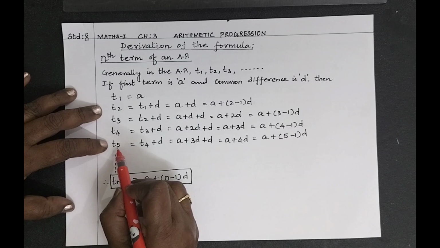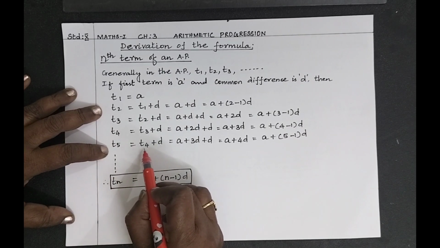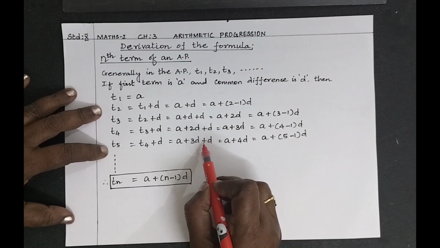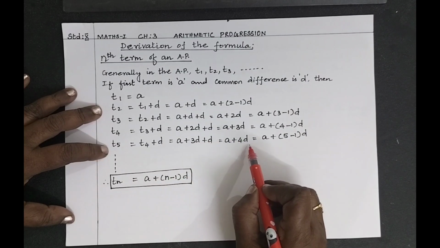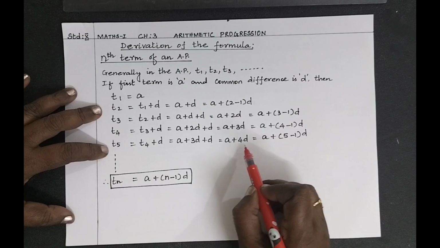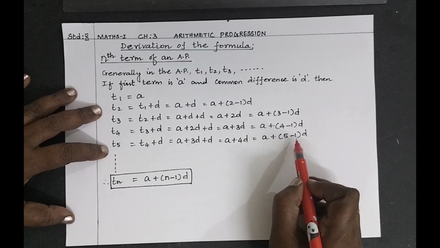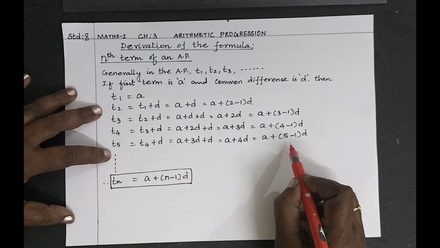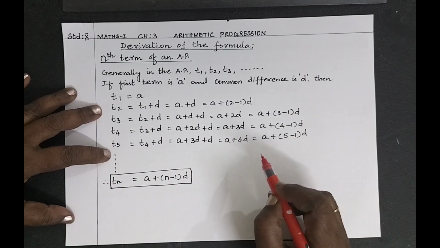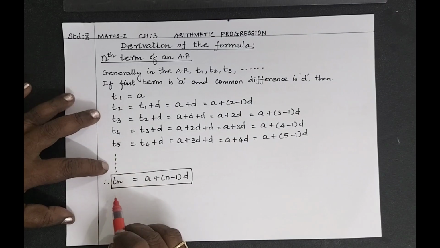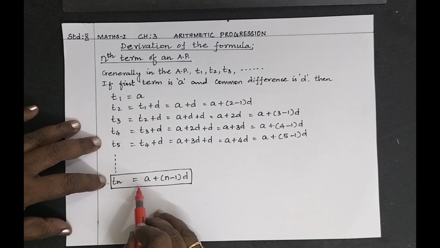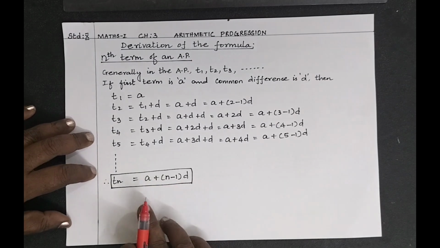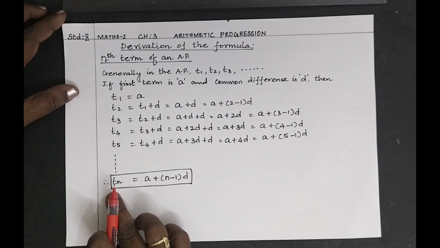Similarly, T5, the fifth term, is the fourth term plus the common difference. The fourth term is a plus 3d, plus d gives a plus 4d, which can be written as a plus (5 minus 1) into d. The sixth term will be a plus (6 minus 1) into d, and so on. Therefore, the nth term is Tn equals a plus (n minus 1) into d. This is the formula to find the nth term of an AP.